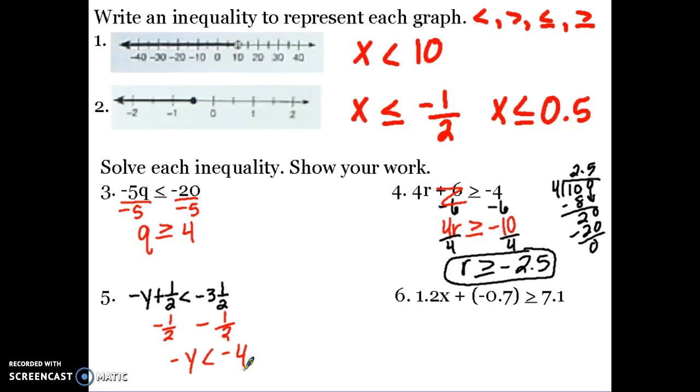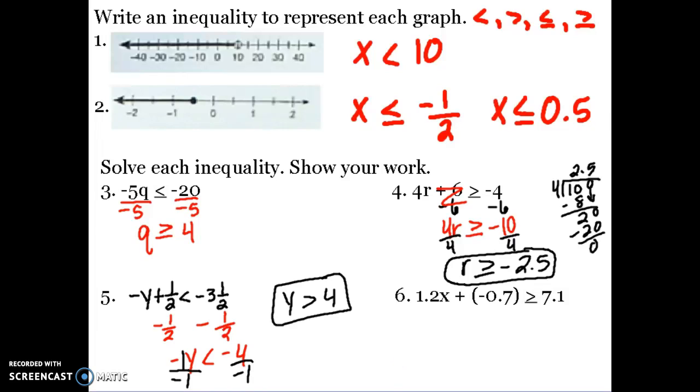So to get rid of that negative sign in front of the variable, a variable that does not have a coefficient has a coefficient of 1. So this is like saying negative 1y. So I'm going to divide by negative 1 on both sides in order to make this y positive. If I divide by a negative number on both sides, I have to flip my inequality sign. And negative 4 divided by negative 1 is positive 4. So y is greater than positive 4.